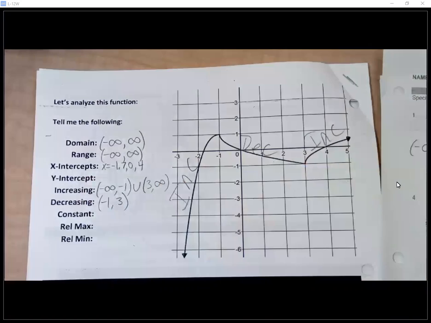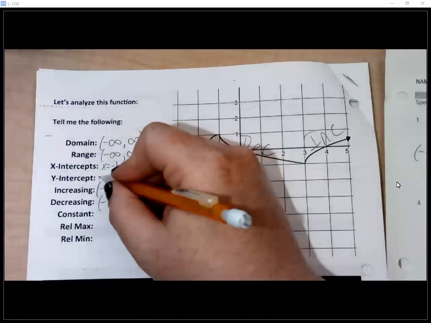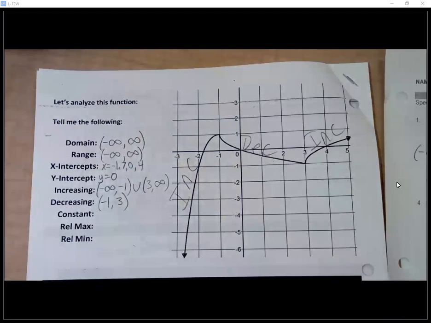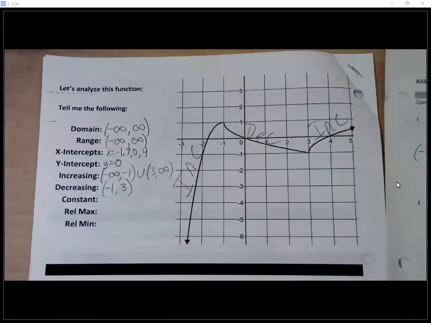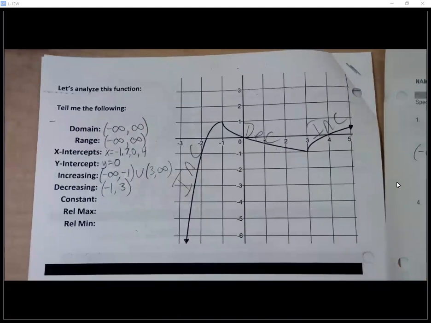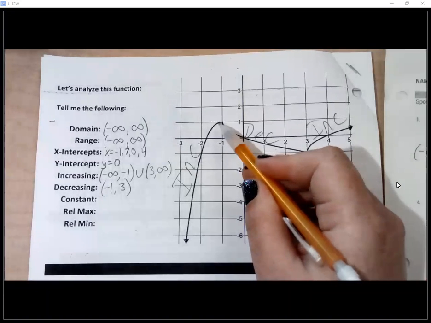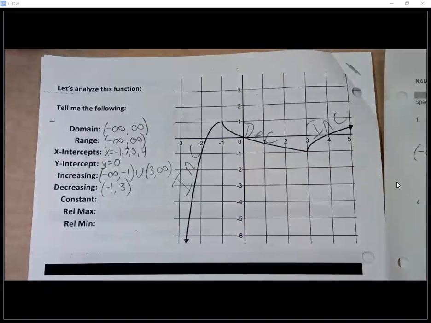Only Y-intercept I have is at 0. Where is this graph constant? It's not. I don't have a flat line anywhere. So even though I have it changing for a split second, it's not constant there. It's just a point where it's changing. A constant would be a flat line somewhere on my graph. I don't have that. So I just don't have it.